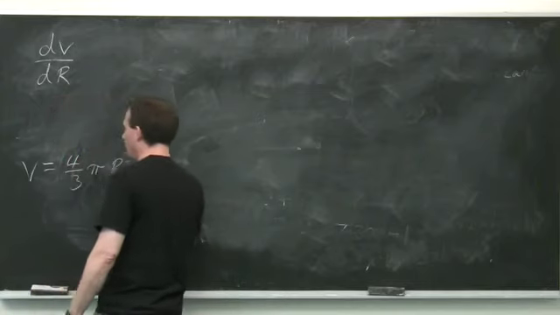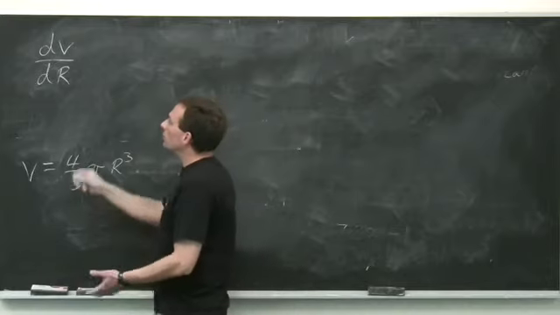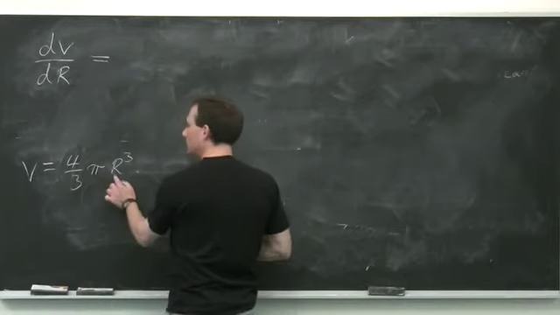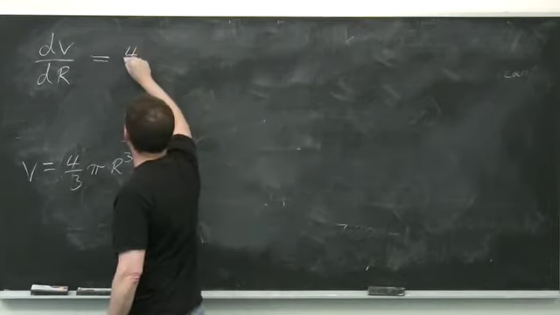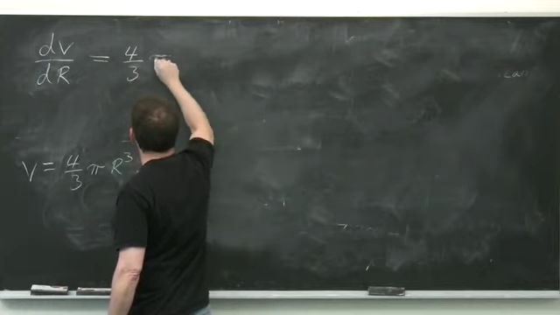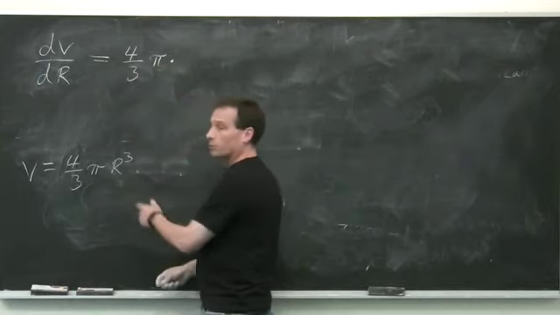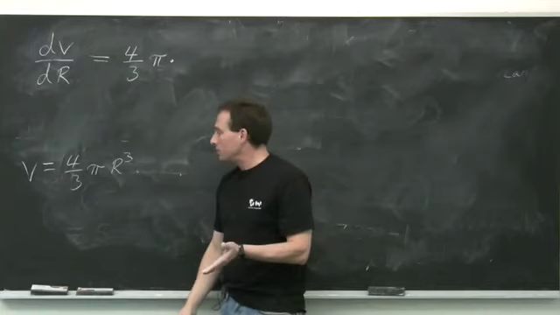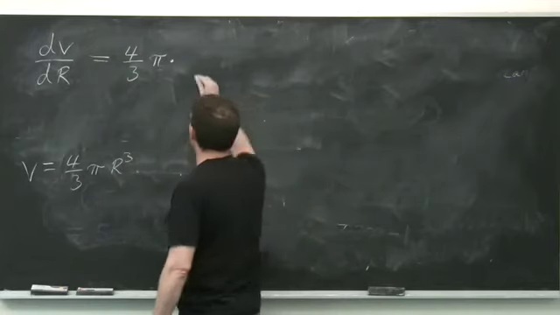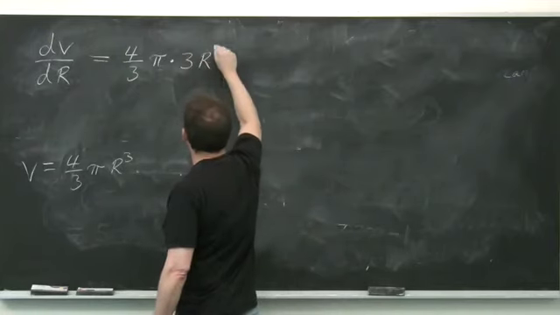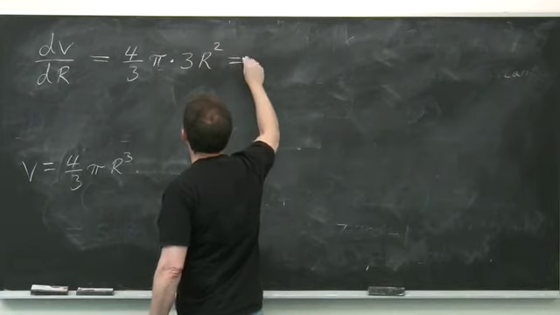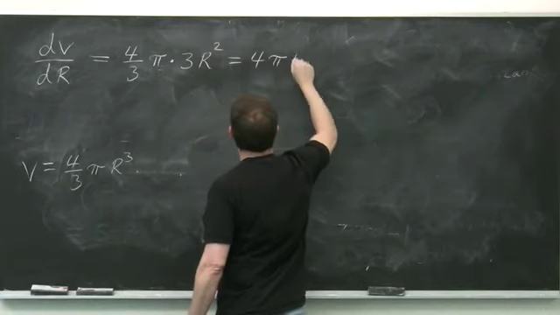4/3 pi is a constant. So for the derivative of this constant times this function, you just pull out the constant, so you get 4/3 pi times the derivative of r cubed with respect to r. But that's the power rule. The exponent comes down and you subtract 1 from the exponent. 3r squared. The 3's cancel, and you get 4 pi r squared.